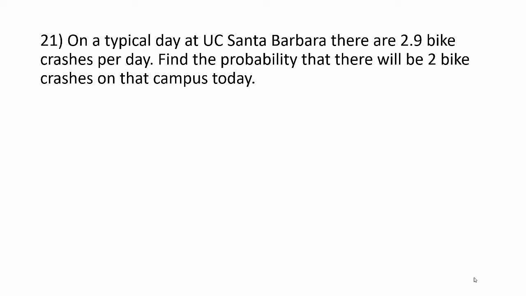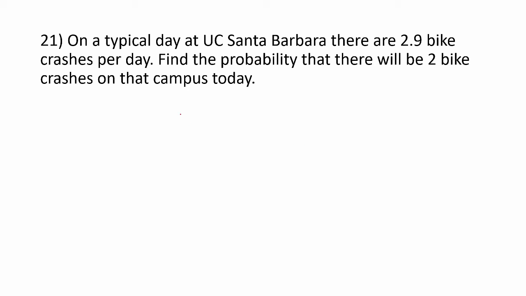In this video, we'll take a look at 3 Poisson probability distribution problems. On a typical day at UC Santa Barbara, there are 2.9 bike crashes per day. Find the probability that there will be 2 bike crashes on that campus today.